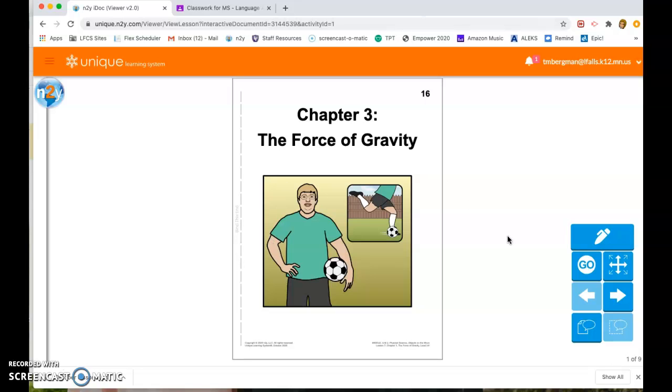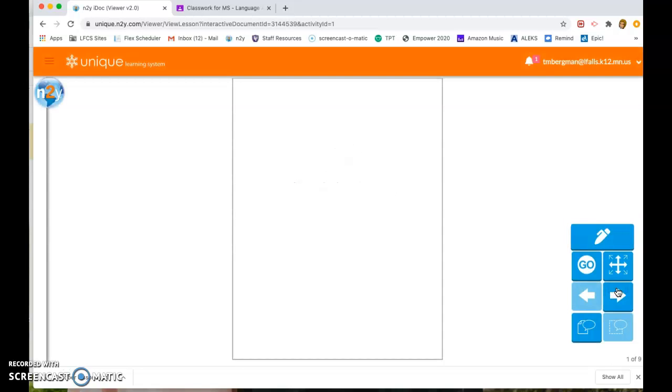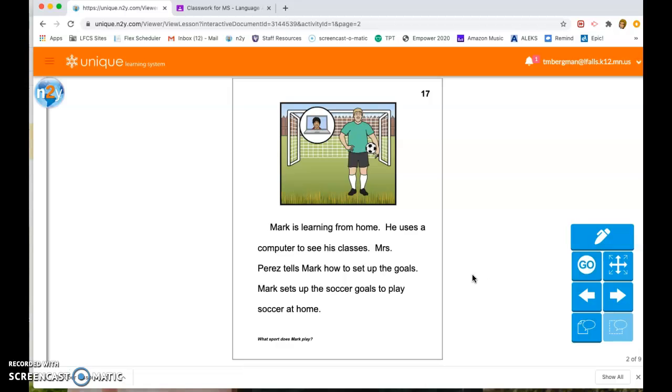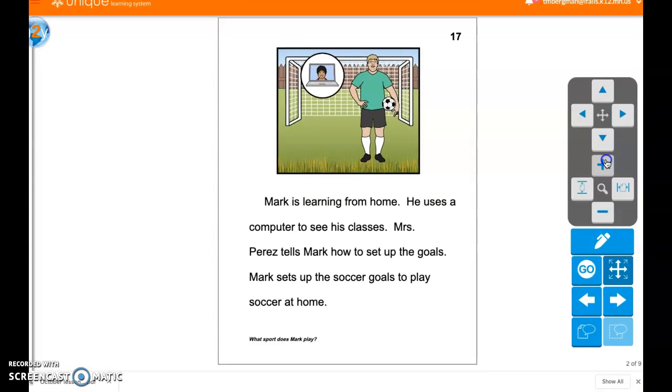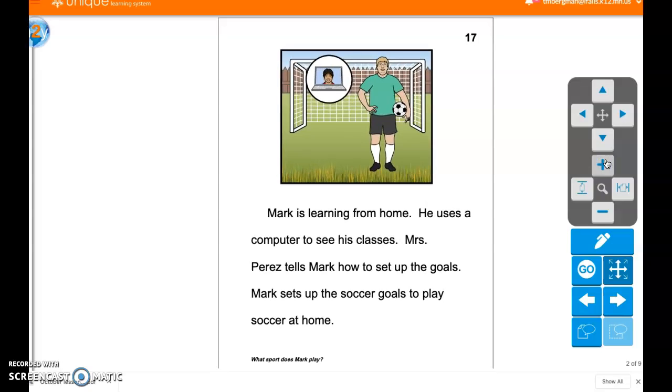Chapter 3, The Force of Gravity. Mark is learning from home. He uses a computer to see his classes. Sorry, I'm going to make this a little bit larger. Mrs. Perez tells Mark how to set up the goals. Mark sets up the soccer goals to play soccer at home.